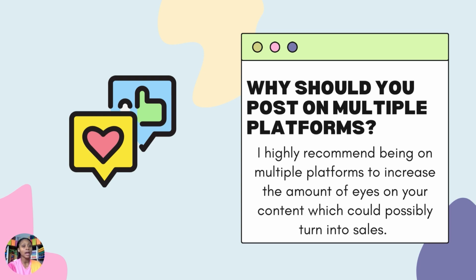Sometimes I'll get 100,000 views on TikTok. Sometimes I'll get 1,000 views on TikTok. And on Instagram, it'll perform the opposite. So you really just don't know how the algorithm will work in your favor. So you just want to make sure that you're putting your content out there since it's already created anyways.